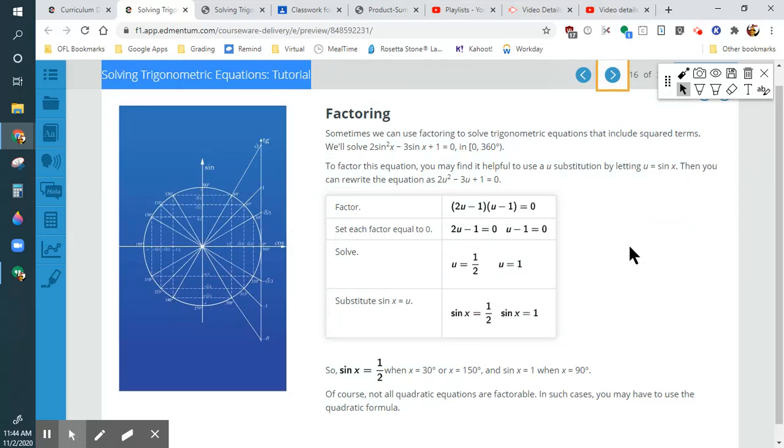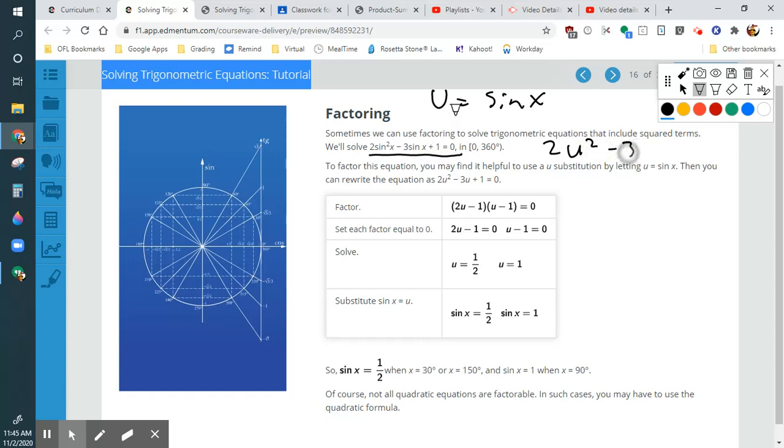And factoring. So let's see when we factor. In this case, we're going to pretend that this is sine squared. We're going to pretend that our u, this is called u substitution, we're going to say u is sine of x. So then this equation right here would be 2u squared minus 3u plus 1. They call it u substitution, but you can really do anything with this.